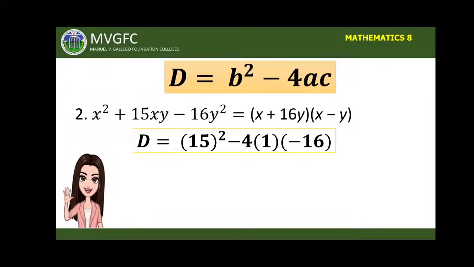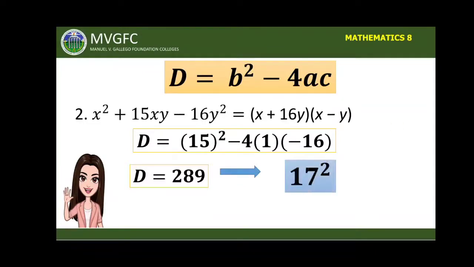So again, substitute lang po. So ang b natin ay 15, ang a natin ay 1, ang c natin ay negative 16. So the result is d is equal to 289. And kapag kinuha nyo ang square root niyan, that is 17 because 17 times 17 is equal to 289. Dahil whole number ang inyong naging discriminant, meaning to say factorable siya.